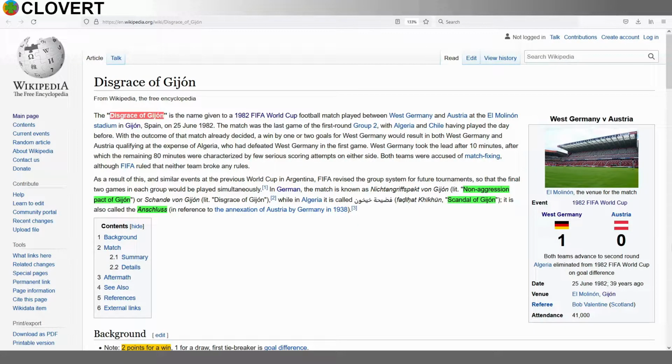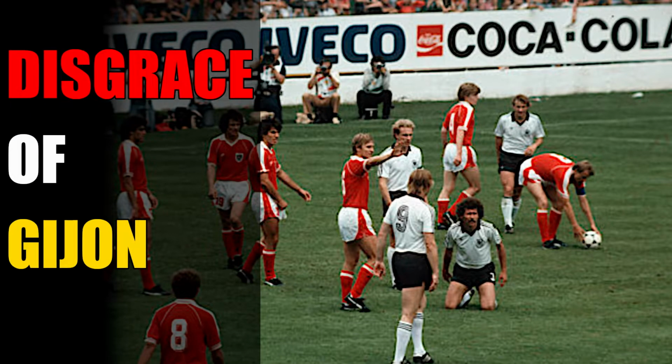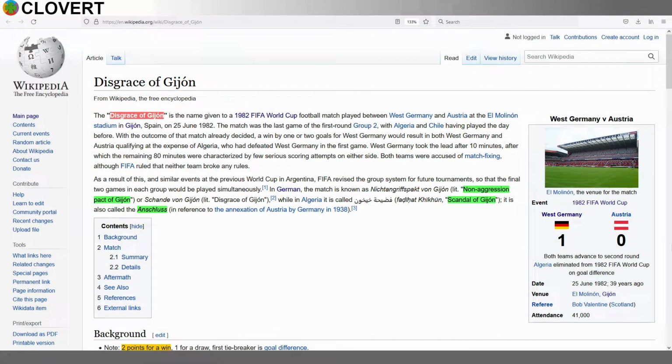Hey guys, in the previous video I spoke about the disgrace of Gijón, a match between West Germany and Austria in the 1982 World Cup. As a result of this match, FIFA changed some of the rules and decided that the final group matches in the group stage of the World Cup would be played at the same time. But this hasn't stopped collusion from happening. It may have cut it down a bit, but it didn't completely eliminate it.